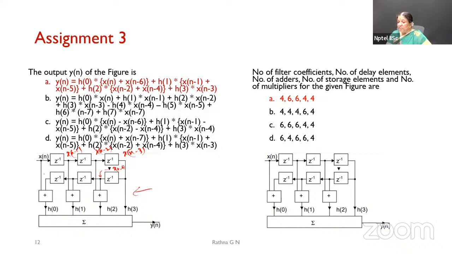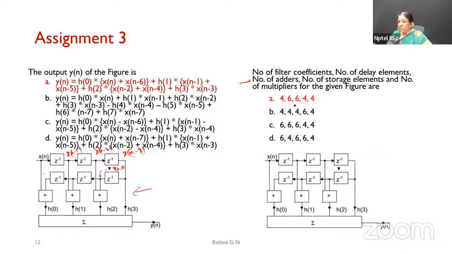So the last addition, if you take 3 plus 1, 4 adders, what we needed. Number of adders, what I have given, and number of delay elements, you will be seeing it as 6 here. Okay. And then filter coefficients. So you see that there are 4 filter coefficients. That is the first one.